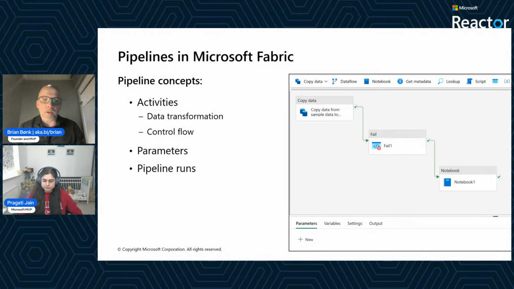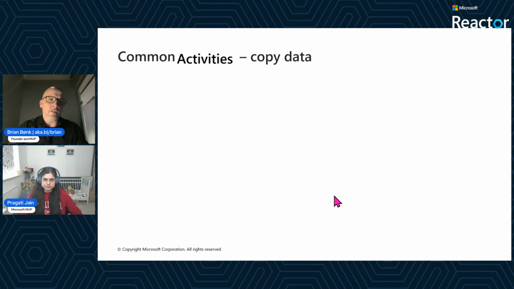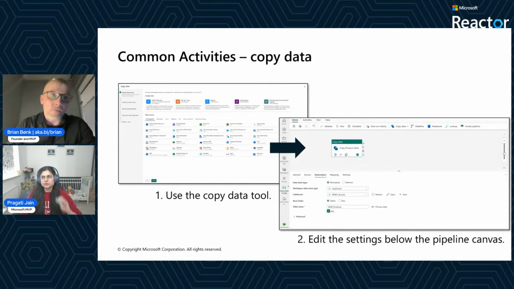When you run a pipeline, you get an overview of when this pipeline has run, what the capacity consumption was, and how many rows we moved. All those kinds of things are built into the pipelines in Microsoft Fabric directly. On the next slide, we are diving into the activities of a pipeline.